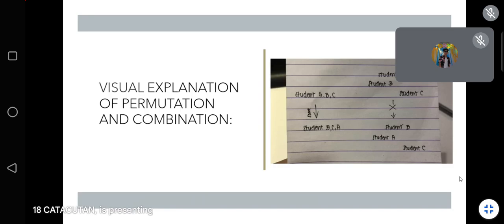In contrast, choosing officers, president, vice president, and secretary, from a class deals with permutation. Student A becoming president, Student B becoming vice president, and Student C becoming secretary is different from Student B getting the president, Student C becoming vice president, and Student A becoming the secretary. It is still the same group of students, but what they got are different. What they got are specified and therefore do not fall in combination.